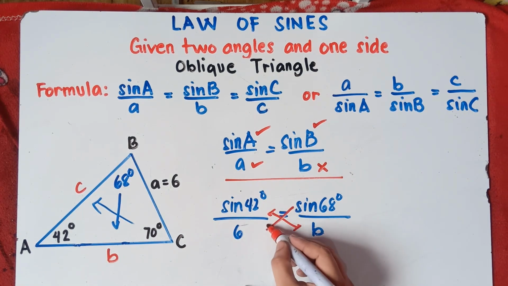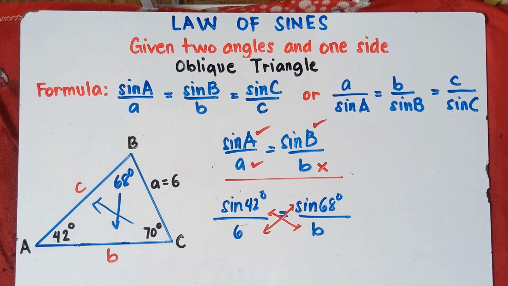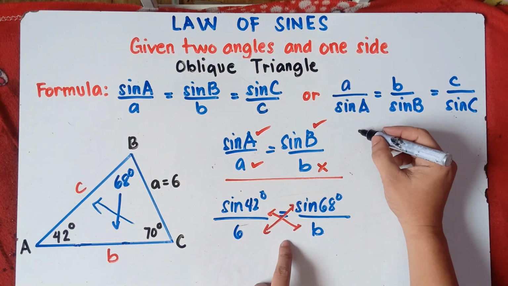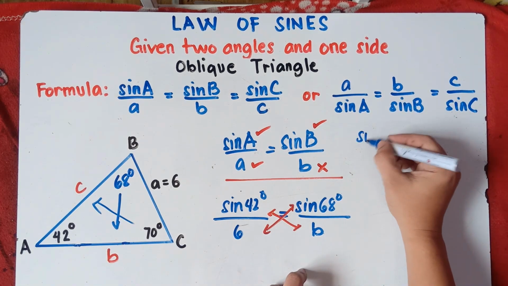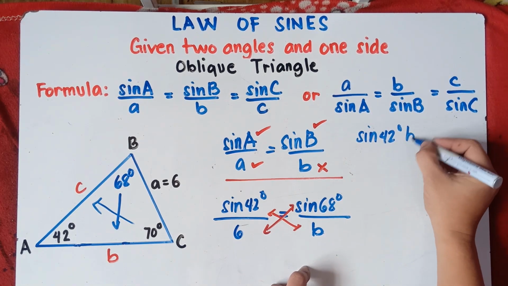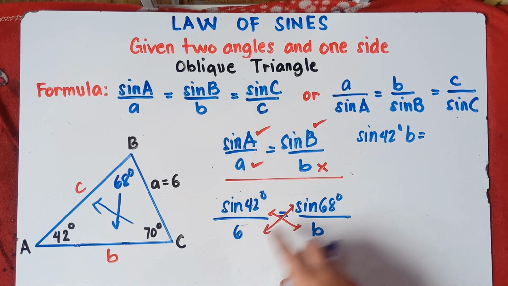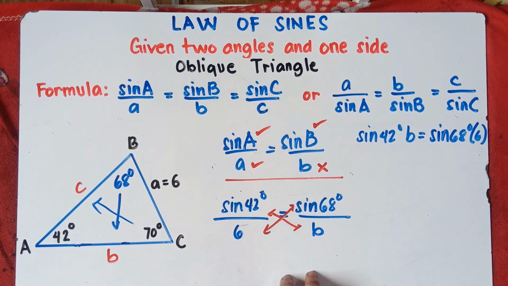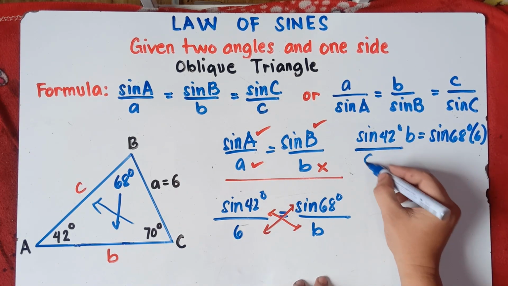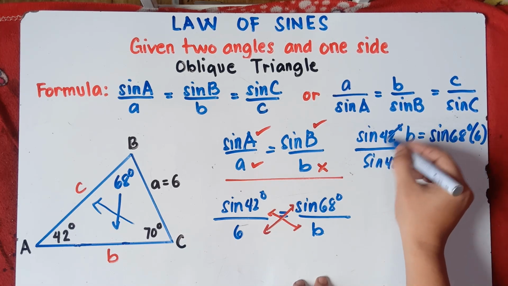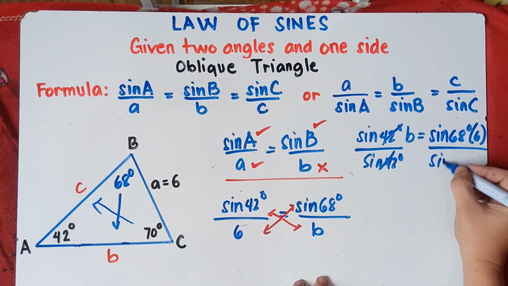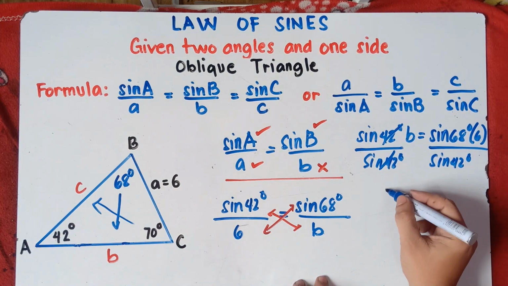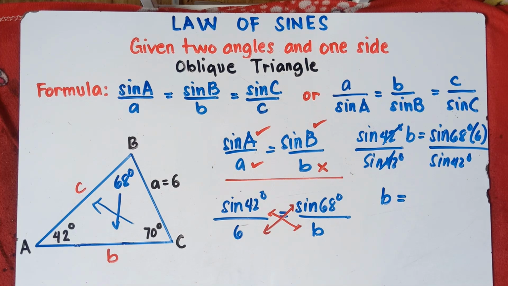So we do cross multiplication to find the value of B. This will be B times sine 42 degrees equals sine 68 degrees times 6. To get the value of B, you divide both sides by sine 42 degrees so that we can cancel this out. So our B is equal to sine 68 degrees times 6 divided by sine 42 degrees. Simply use your calculator, class.